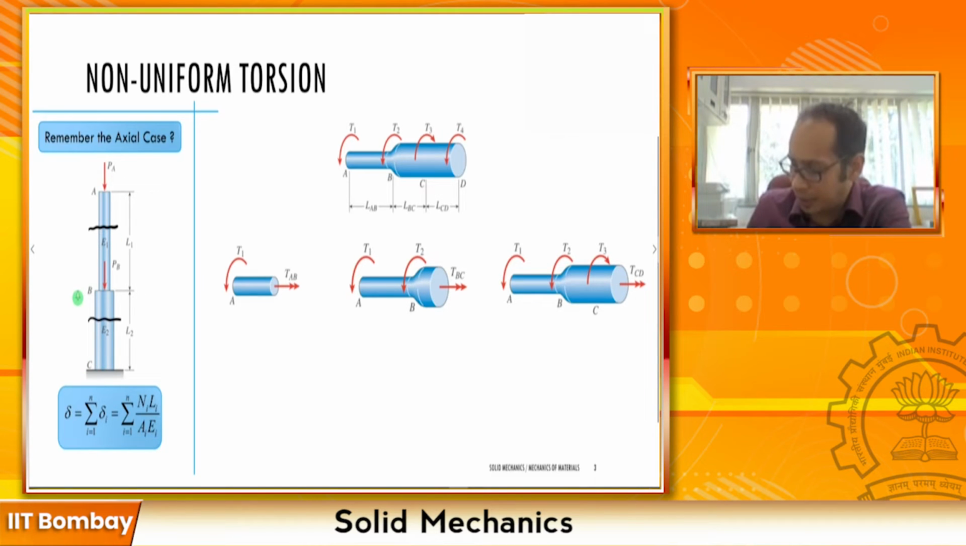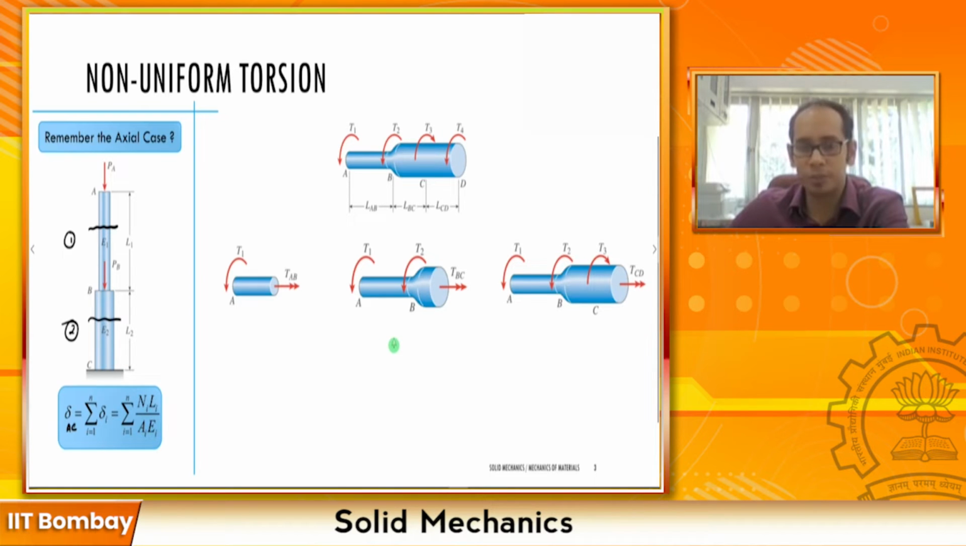So here this delta is actually delta AC. Delta AC was the sum of the deltas of these individual portions. If from A to B was portion 1 and B to C was portion 2, then the total delta AC is the summation of delta i, which is delta 1 plus delta 2, which equals Ni Li divided by Ai Ei.